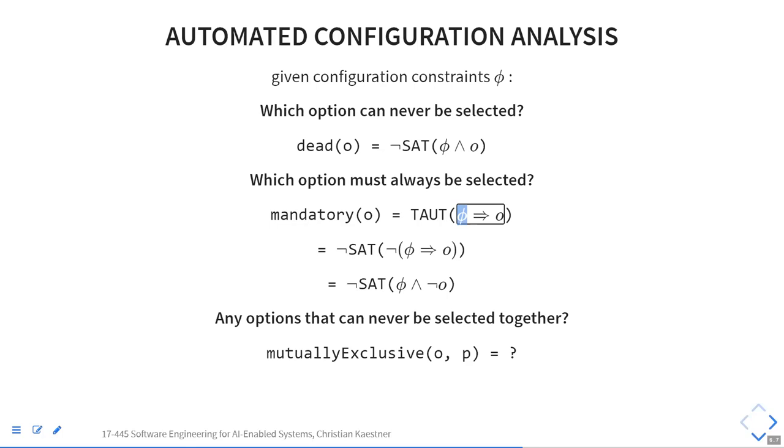So for mutually exclusive options, any idea how you would encode this? Are there any two options that can never be included together?